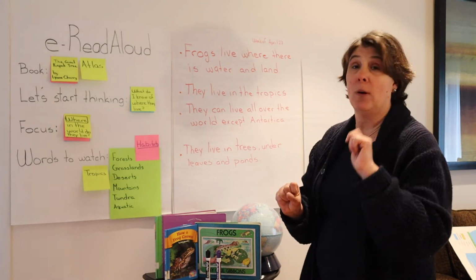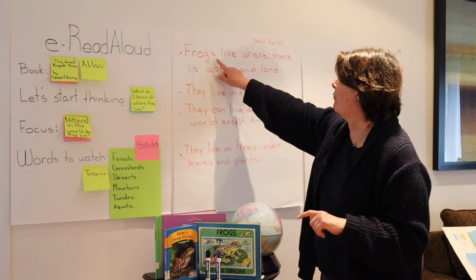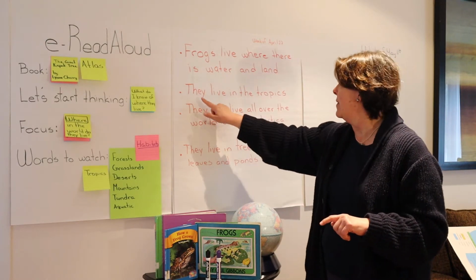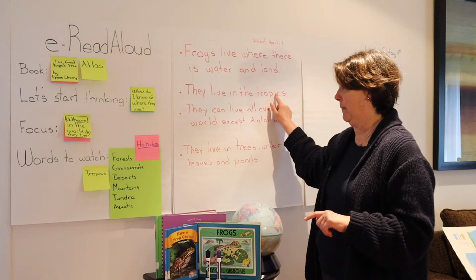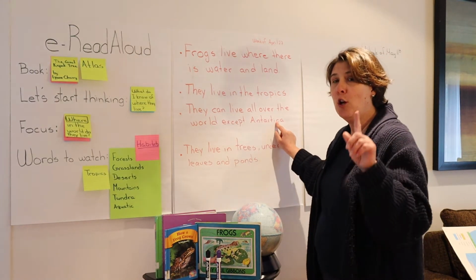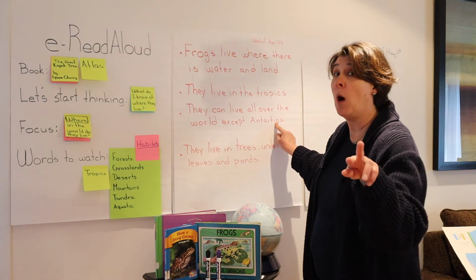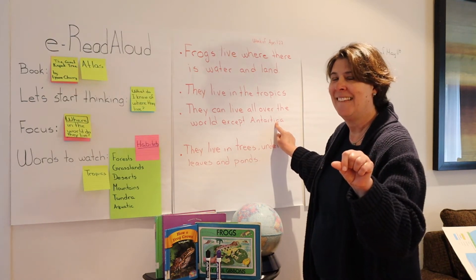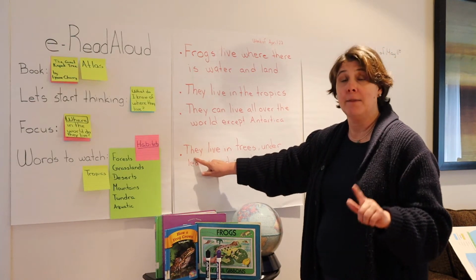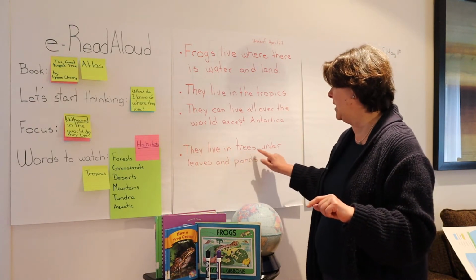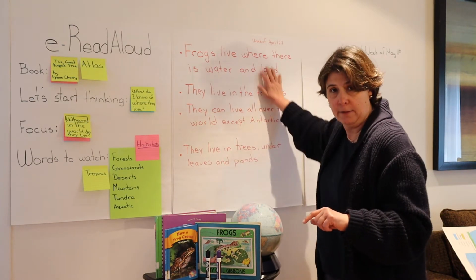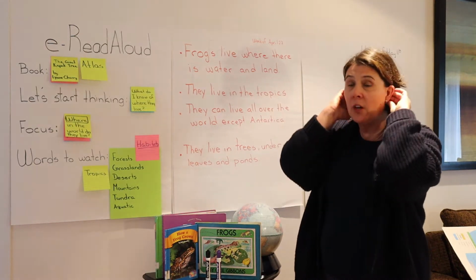Got it. So in my case, I remember that frogs live where there is water and land. They live in the tropics. They can live all over the world except Antarctica. And you told me last time that they don't live in Antarctica. Why? You're right, it gets too cold and they don't want to be in the cold. And last one, they live in trees, under leaves, and ponds. So you have a good idea, right, of where they live.